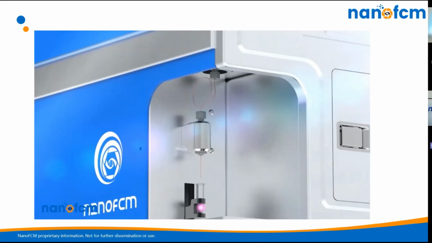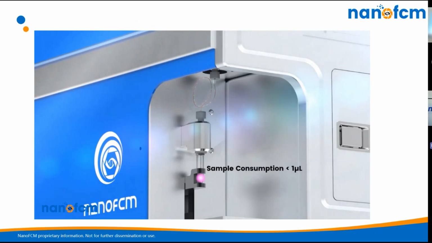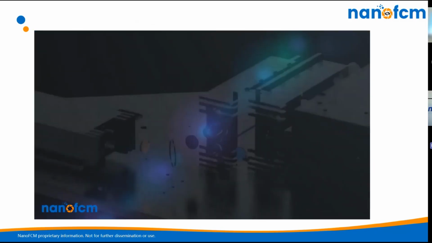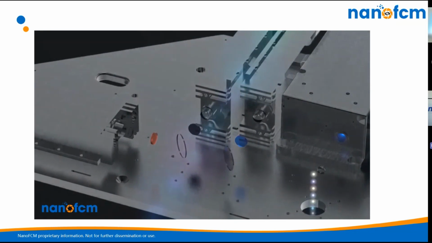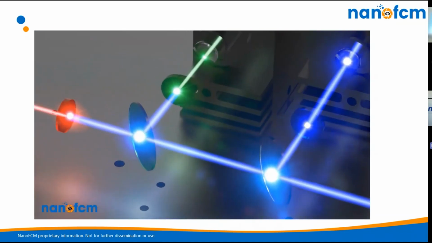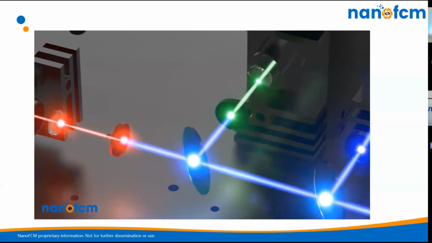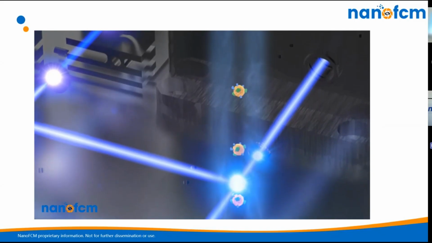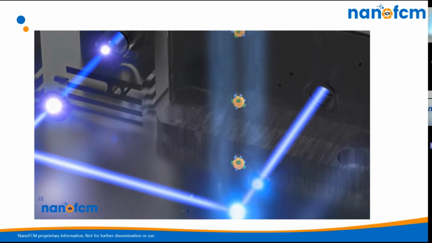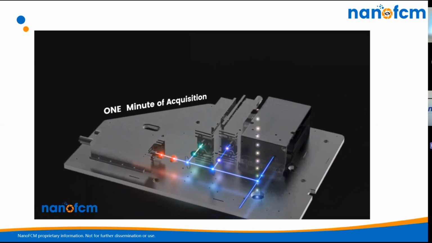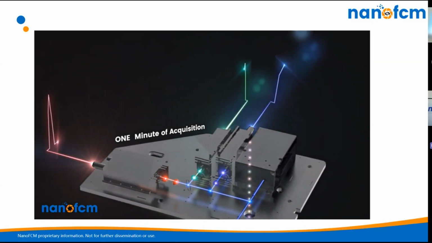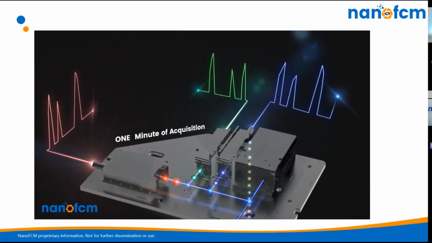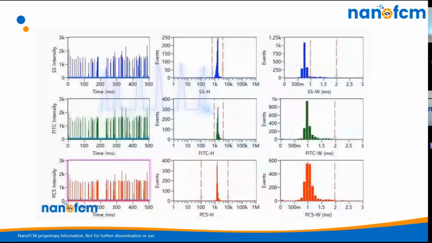This is an animation of what a sample goes through in the instrument. We first start by loading the sample, with less than 1 microliter being consumed. As it passes through the instrument, in our base model, it passes through 2 collinear lasers, a blue laser and a red laser. The blue laser is paired with 2 detectors, one in side scatter, which allows us to measure size and concentration, and a green detector, which allows us to measure fluorescence in the green channel. A red laser is paired with a red detector to allow us to detect red fluorescent events.